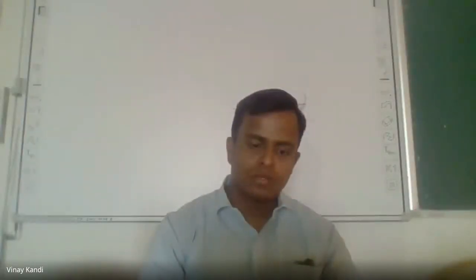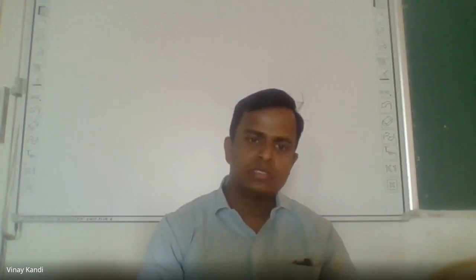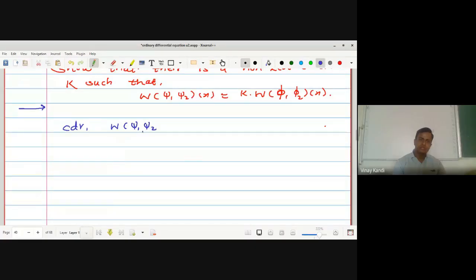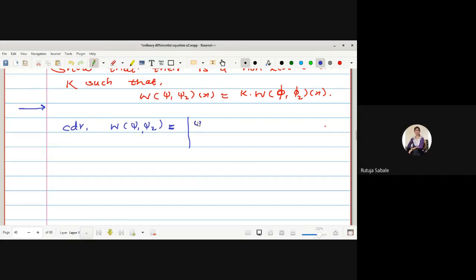Now look at the proof. Rho skin of psi1 psi2 is equal to, tell me what is the rho skin? The first row is psi1 of x, psi2 of x, and the second row is psi1 dash, psi2 dash.